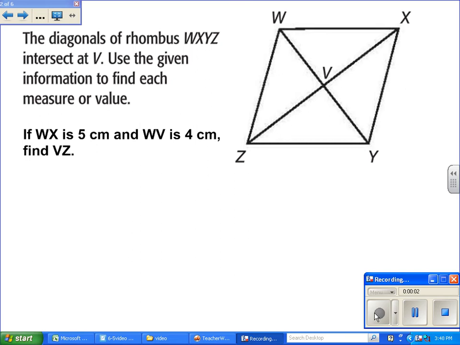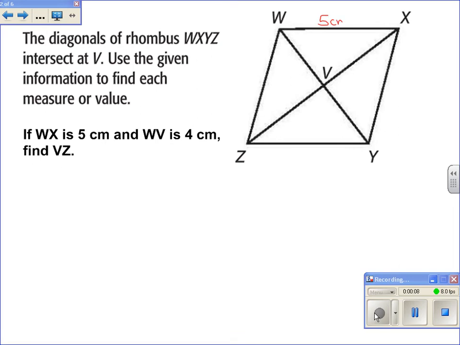In this example, we are given that WX is 5 centimeters, WV is 4 centimeters, and we're trying to find VZ.